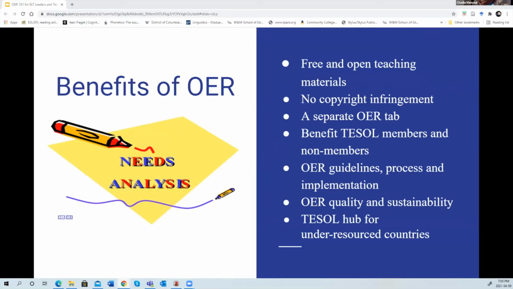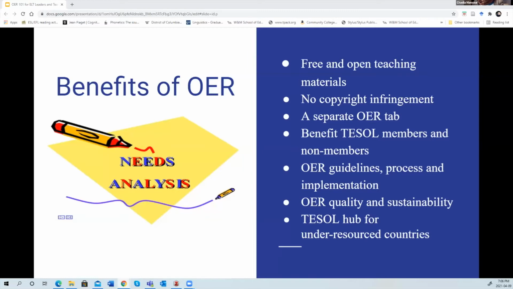So TESOL can clearly set the parameters for the ELT OER guidelines, process, and implementation. And TESOL should also ensure OER quality and sustainability of its use. So TESOL International would be a hub for under-resourced countries to access and download OERs and narrow educational inequity in the English language teaching field.